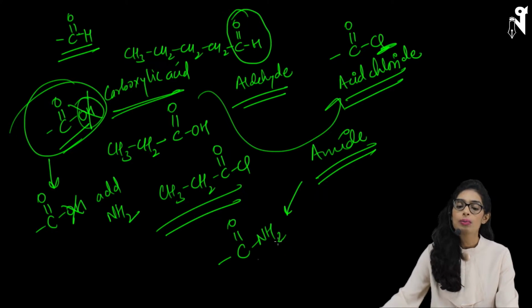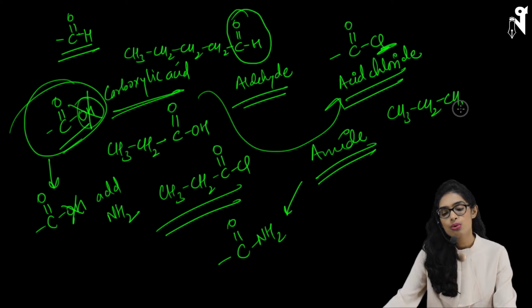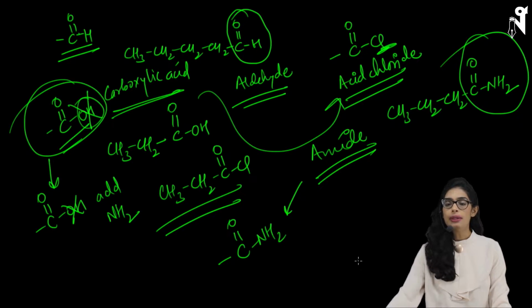This is the amide group. How will it look with the chain? You have CH3, CH2, CH2, C double bond O, NH2. I've just taken a random chain. So this is how the amide group will be attached to the carbon chain.